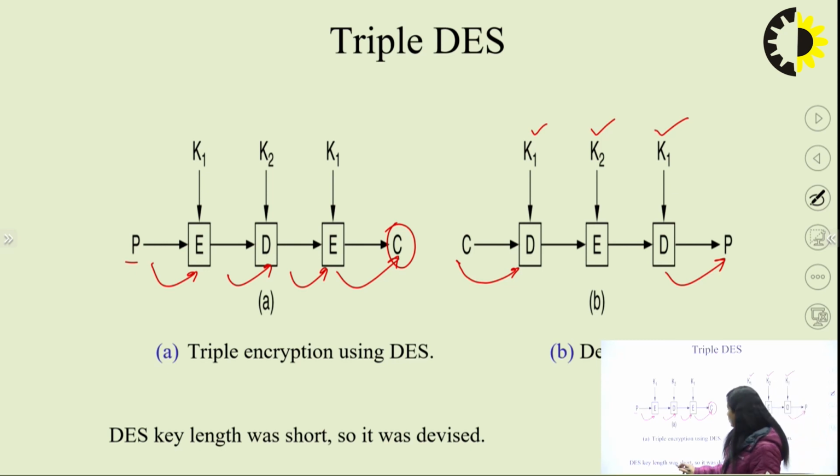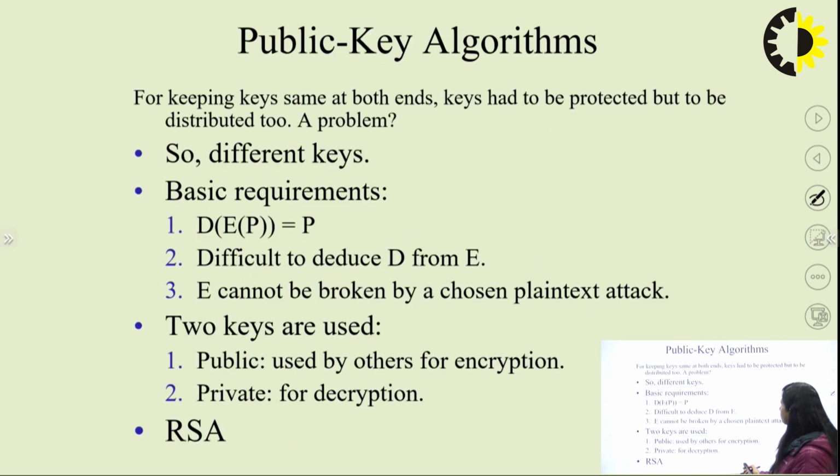DES key length was short, so triple DES was devised, right? So we can use triple DES. Fine. So multiple algorithms we have. One of the algorithms is a public key algorithm, and in the case of a public key algorithm, as the name indicates, the keys are not kept the same at both ends, and one is public. Keys had to be protected but also distributed. That again is a challenge.